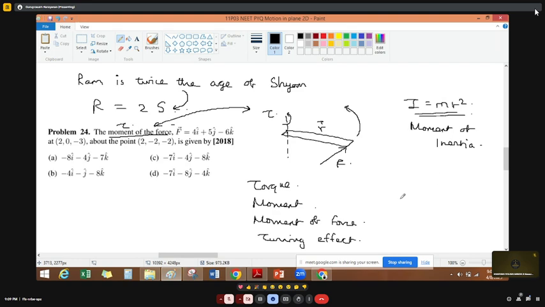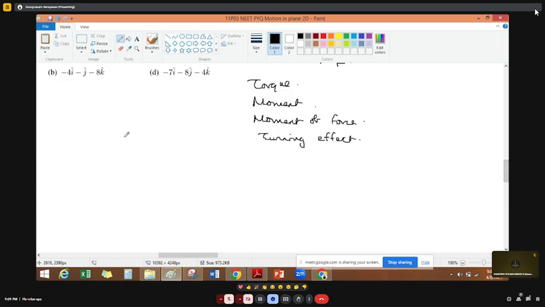Sometimes they will say moment of couple. This is for one force. Sometimes you may have two forces. Suppose if you had a rod like this and somebody is pushing this way and somebody is pushing this way, that will be called a moment of a couple.